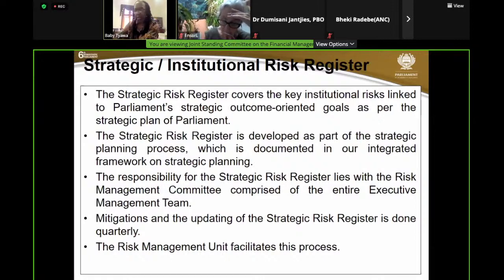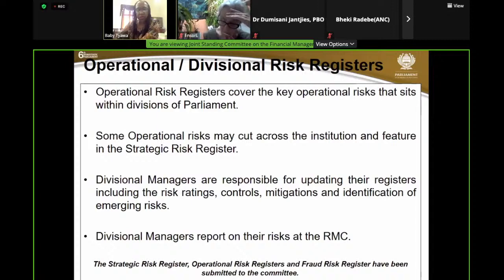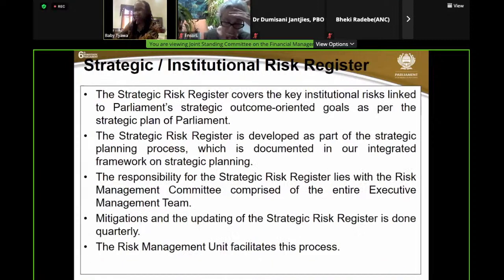And the next slide talks about, no, stay on that one. Go back, stay on that one. First one is that we have key institutional risks that are linked to the strategic plan, the parliament strategy, or strategic outcome-based oriented goals as per the strategic plan of parliament. Then we have a strategic register that is developed as part of the strategy. And the responsibility for that strategic risk register lies with the risk management committee.